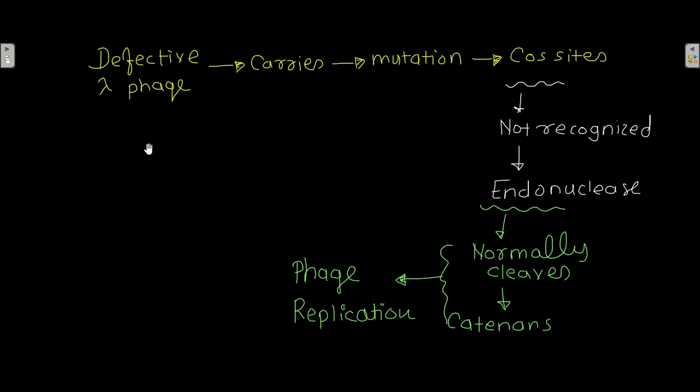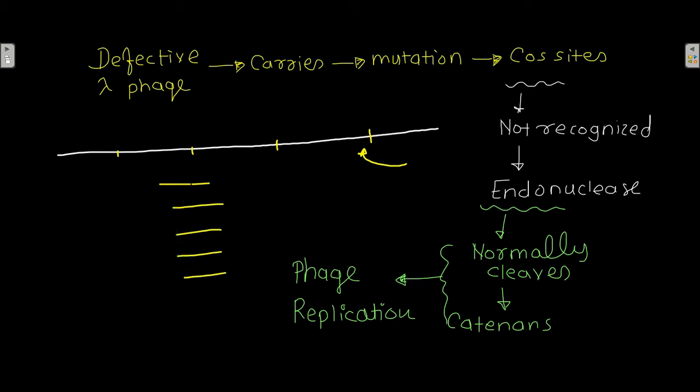Okay, so as the phage produces this long DNA molecule, which is known as catenons, there are these cos sites in it. After the endonucleases cut these cos sites, there are individual viral genomes, which are then packed with the proteins, and that is how your viral DNA is produced.